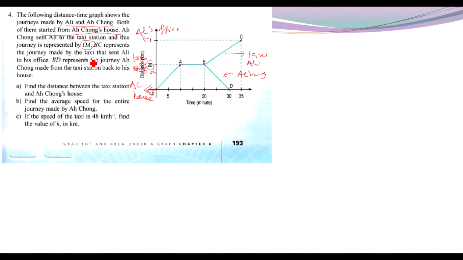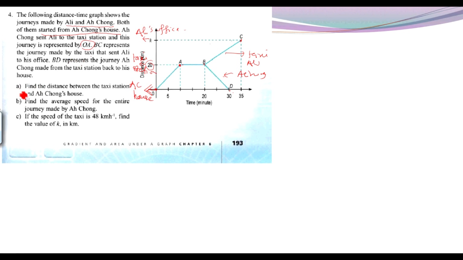So understand the sentences. The following distance time graph shows the journey made by Ali and Ah Chong. Both of them start from Ah Chong's house. Ah Chong sent Ali to the taxi station, and this journey is represented by OA. BC represents the journey made by the taxi that sent Ali to his office. BD represents the journey Ah Chong made from the taxi station back to his house. You can read many times until you understand the situation.